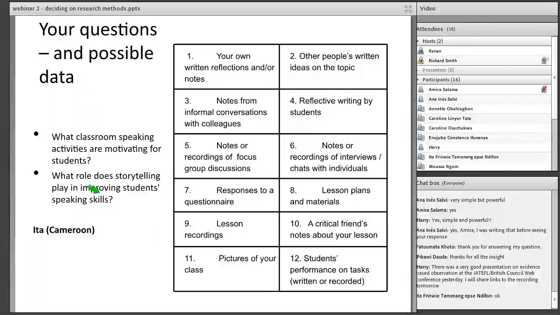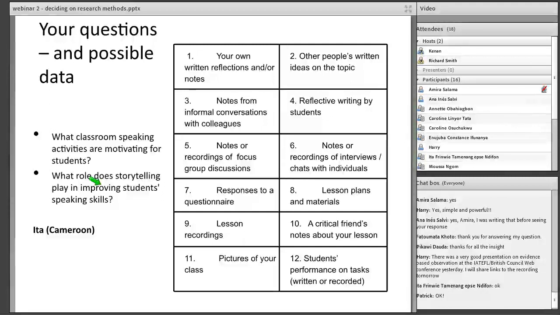What classroom speaking activities are motivating for students? And that's great. Okay, thanks. Also, I think I might want to share Patrick's questions a bit later. Is that okay with you? Okay, that's great. Okay, Ita, so here are your questions.